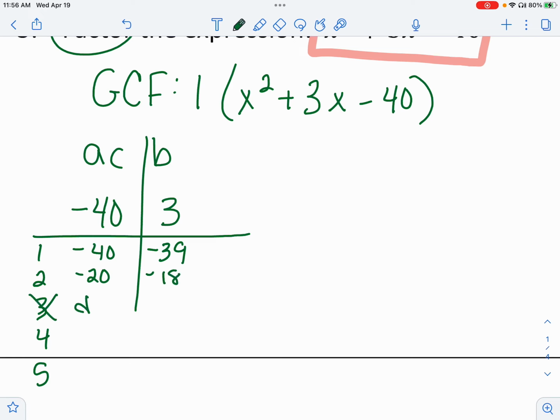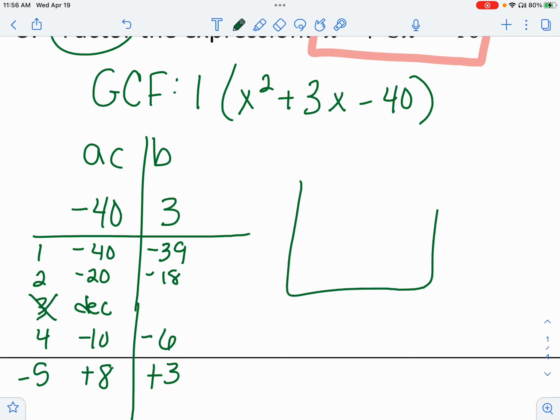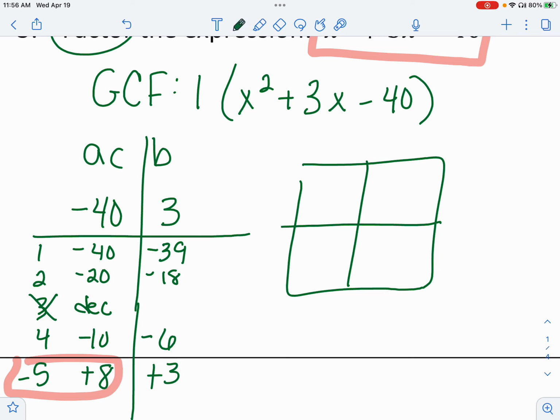It's not 3 because we get a decimal. Let's see, negative 40 divided by 4 is negative 10. You add and you get negative 6, so that's not it. Now when you divide by 5, you get negative 8. Add, you get negative 3. Change, change, change. Draw your box. We now have the positive 3 that we need. We have our magic numbers over here. X squared goes here, negative 40 goes here, negative 5x and 8x.